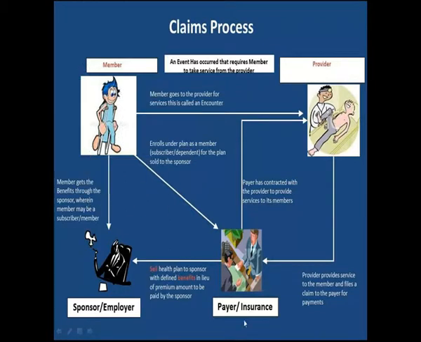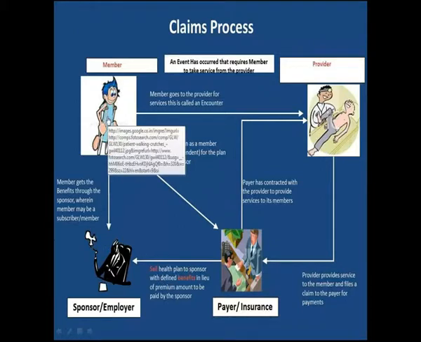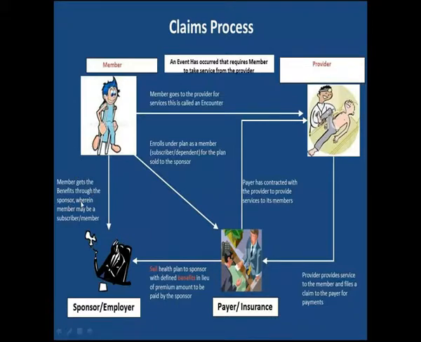This is one category where the member is enrolled in the insurance company directly, but there is another stakeholder, which is a sponsor or the employer. This comes in when you have taken a group insurance plan, or when the member is part of an employer organization and the health insurance policy is taken through the employer. Then these two sections will come into place. In that case, the member gets the benefits through the sponsor, wherein the member may be a subscriber or a general member. So the member will be enrolling in the policy through the employer, and the employer will be getting the policy from the insurance company, where the insurance company sells the health plan to the sponsor with defined benefits, in lieu of premium amounts to be paid by the sponsor.